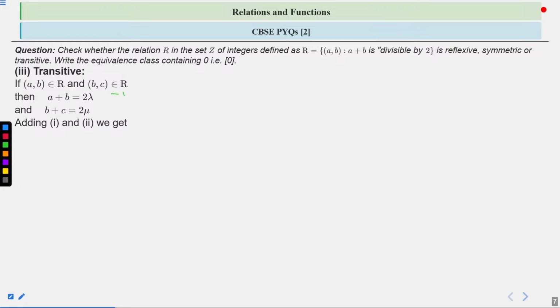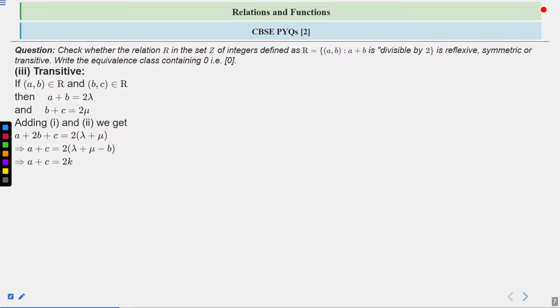So suppose this is equation 1 and this is equation 2. Adding equation 1 and 2, we will get A plus 2B plus C is equal to 2 times (lambda plus mu). So A plus C is equal to, we can move this 2B to the other side. So A plus C is equal to 2 times (lambda plus mu) minus B.